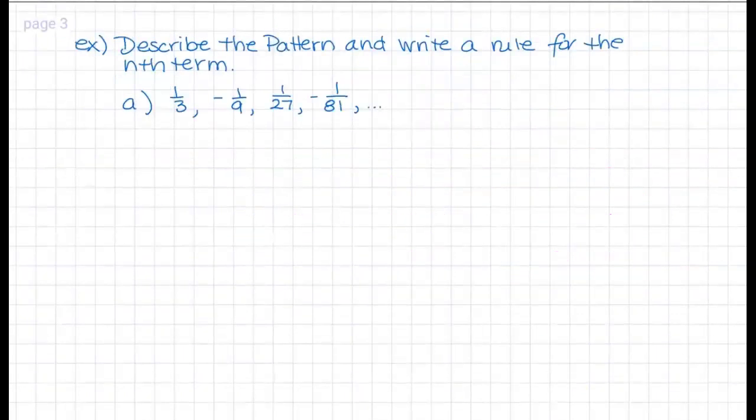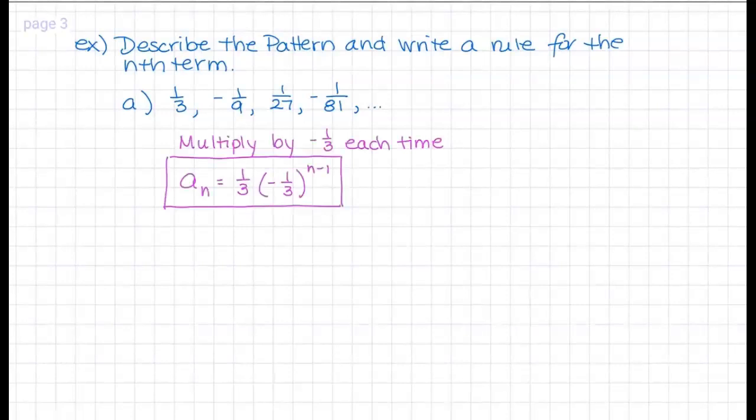Okay, so let's look at this example together. Describe the pattern and write a rule for the nth term. Not sure why I capitalized pattern. Oh well. All right, so see if you can figure this one out, and then we'll take a look together. So this time it says write a rule. That implies, by the way, they want an explicit rule. If they ever want a recursive rule, they'll specify the word recursive. Otherwise, assume it's talking explicit. Okay, so pause the video and then try this on your own.